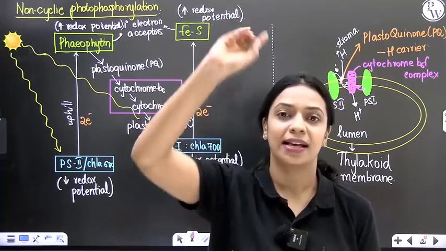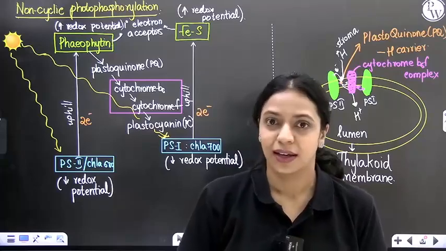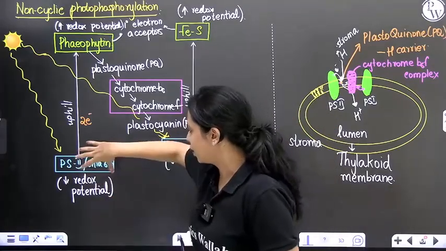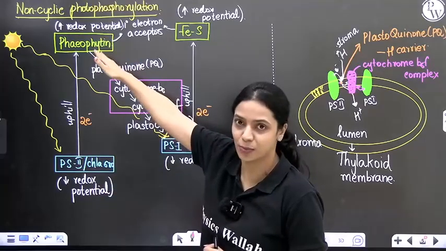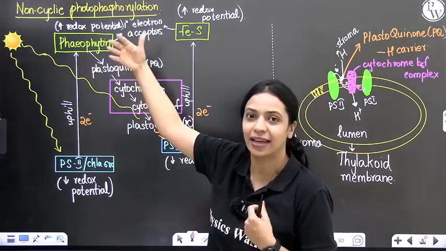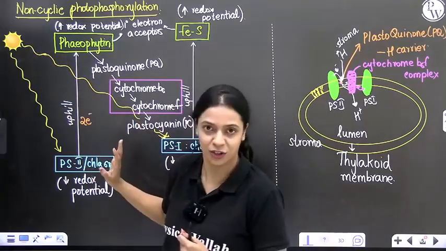Now, this transfer of electrons is said to be uphill. It has happened from a molecule having a low redox potential to a molecule having a high redox potential. How is that even possible? For that, energy is required. Where did that energy come from? It came from the sun's radiation.